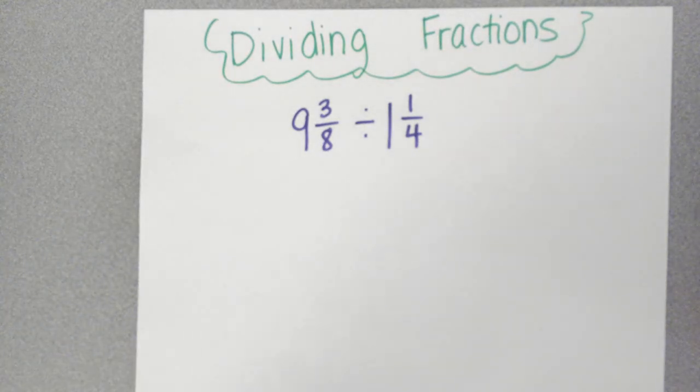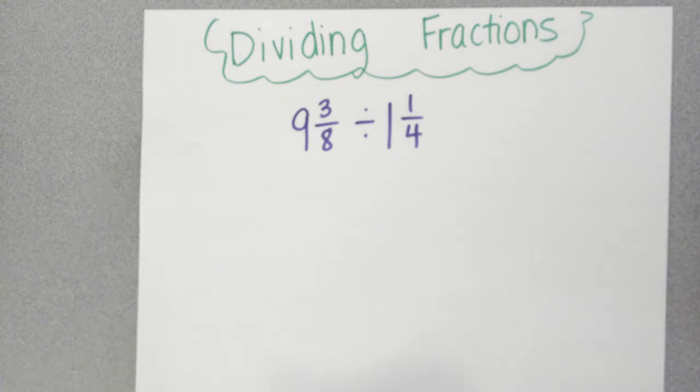So in class today we divided fractions and we learned that when we divide fractions it is exactly the same as multiplying by the reciprocal. So we're going to divide 9 3/8 by 1 1/4.